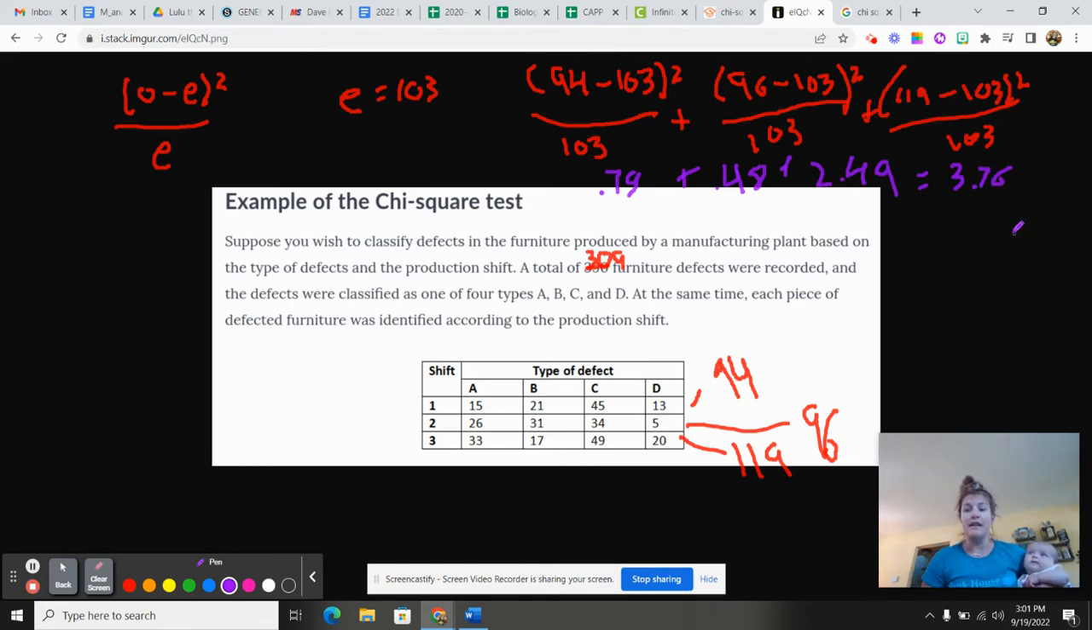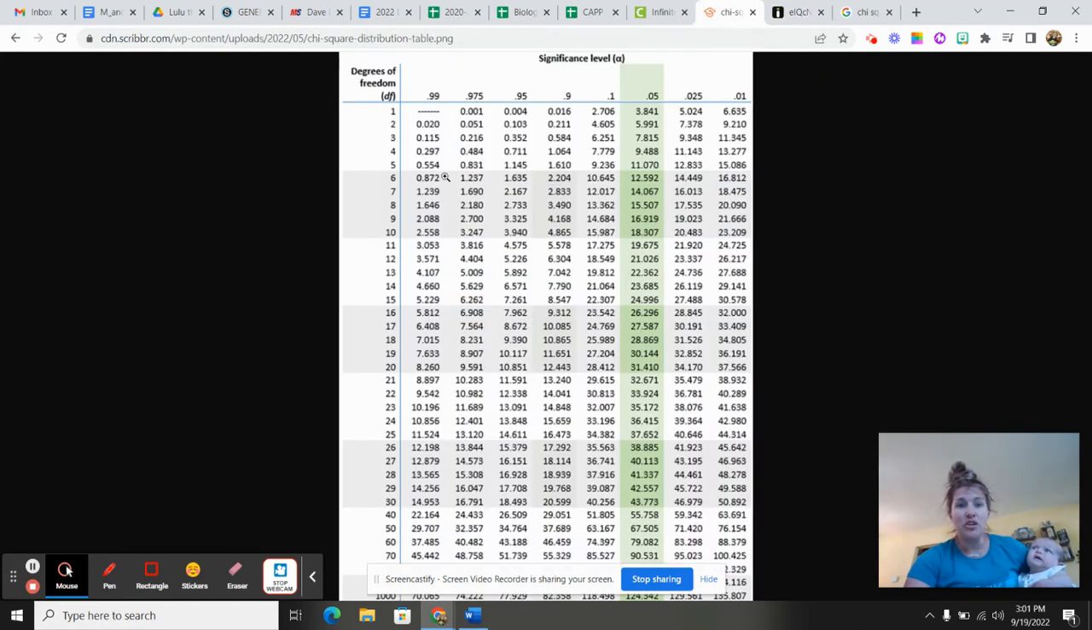Okay, so 3.76. So for this example, because we have our 3 shifts, our degrees of freedom is going to be 2. So if I go over to my chart, degrees of freedom is 2, I'm going to go over to my 0.05 confidence level.